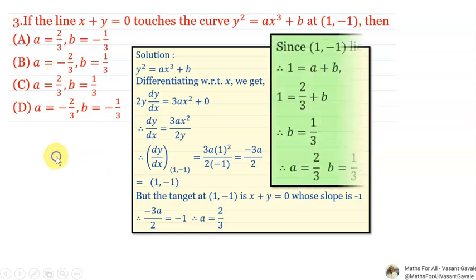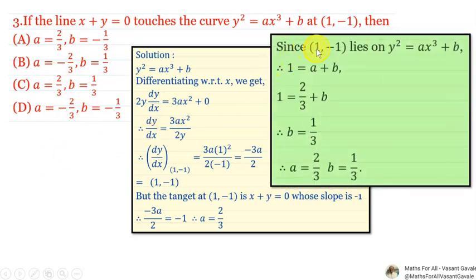आता बी ची व्हॅल्यू आपल्याला फाइंड आउट करायची आहे. The point 1 and -1 lies on this curve, that is y square is equal to a x cube plus b. आणि मग ते सिम्प्लिफाय करणार. Replace here y as -1. -1 चा स्क्वेअर प्लस 1 झाला. a plus b is equal to 1.